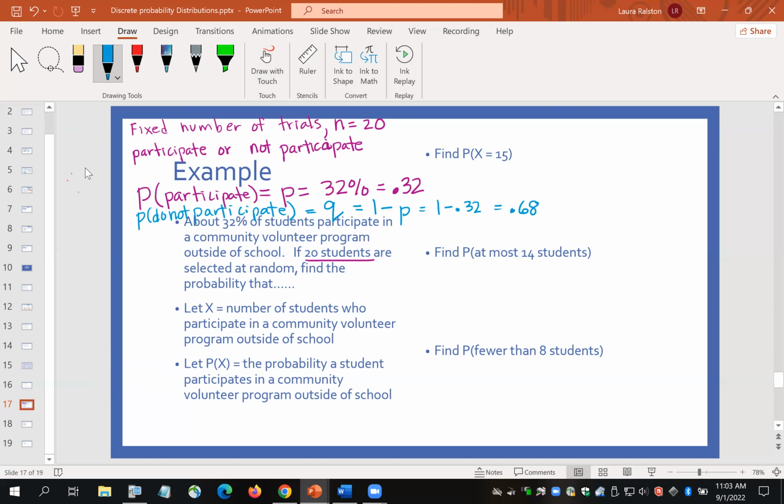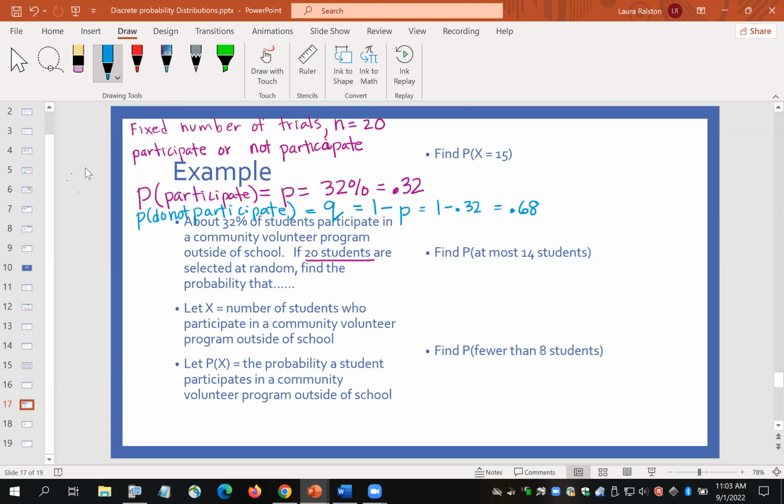We need to look at how to actually calculate those various probabilities. The three questions on the screen are: what's the probability that exactly, or equal to, 15 students participate? At most 14 students participate? And then fewer than 8 students participate?